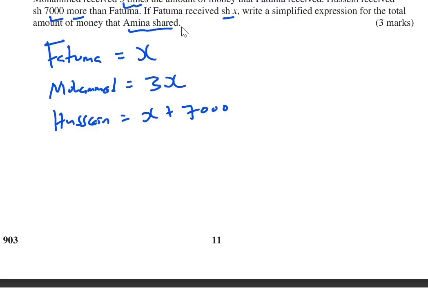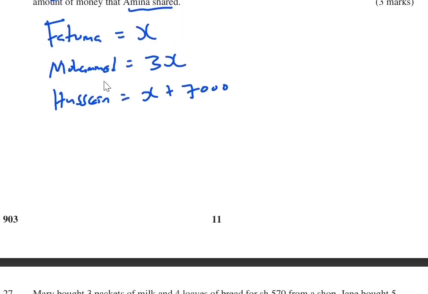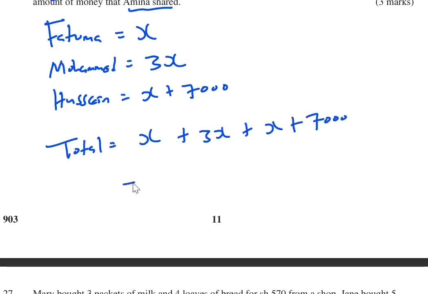So there is a person, Amina, who shared. So for the total amount you add. So total will be just add. First with whom? Fatuma's is X. Mohammed is 3X. This other one is X plus 7,000. So add, collect like terms together. X plus 3X, 4X, 4X plus X, 5X. So this is 5X plus 7,000.